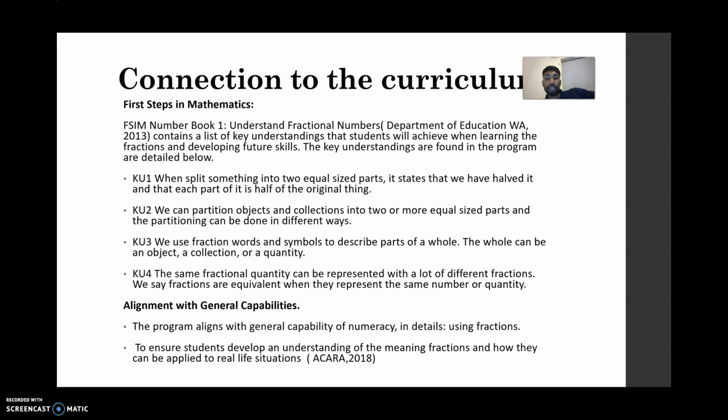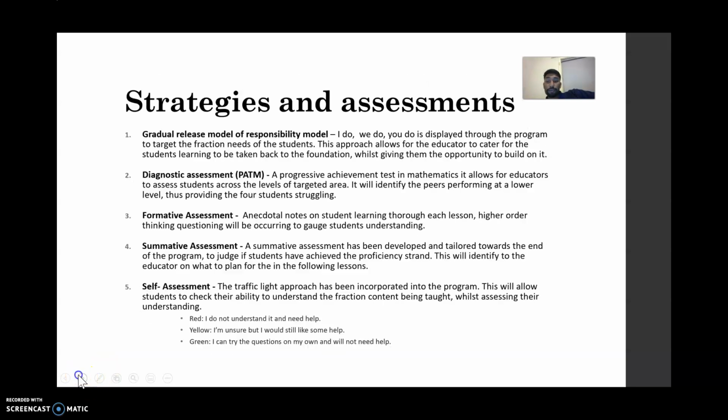Key understanding 3, we use fraction words and symbols to describe parts of a whole. The whole can be an object, a collection, or a quantity. The same fraction quantity can be represented with a lot of different fractions. We say fractions are equivalent when they represent the same number or quantity. For example, 2 quarters is the same as a half, which will be taught to the students.